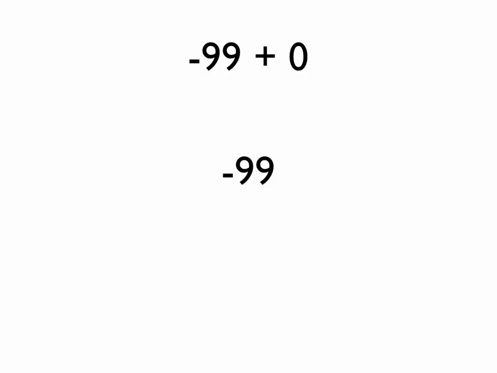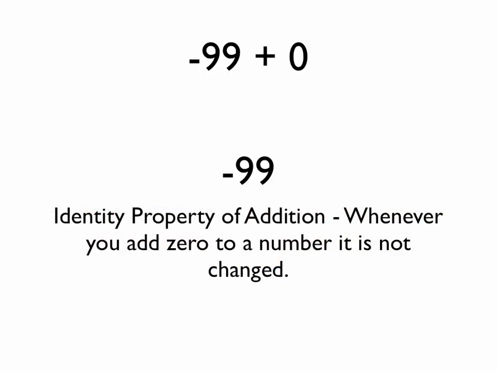This is a good example of a property I'd like to go over. This is the identity property of addition. That property says whenever you add 0 to a number, that number is not going to change. Now I know that's fairly obvious, and everyone realizes that if you add nothing to a number, it's obviously not going to change, but it's important that you know that that is the identity property of addition.